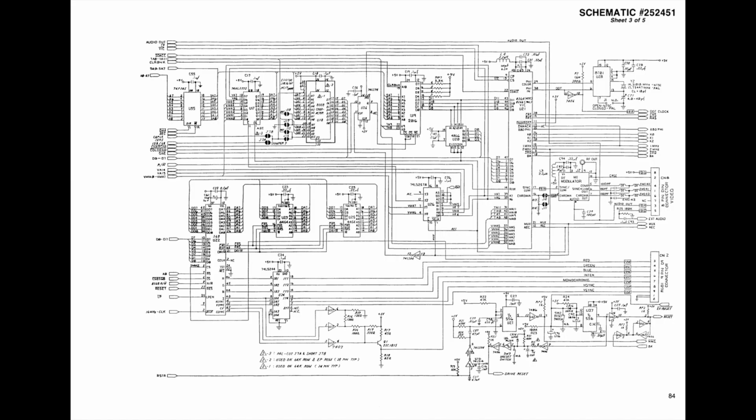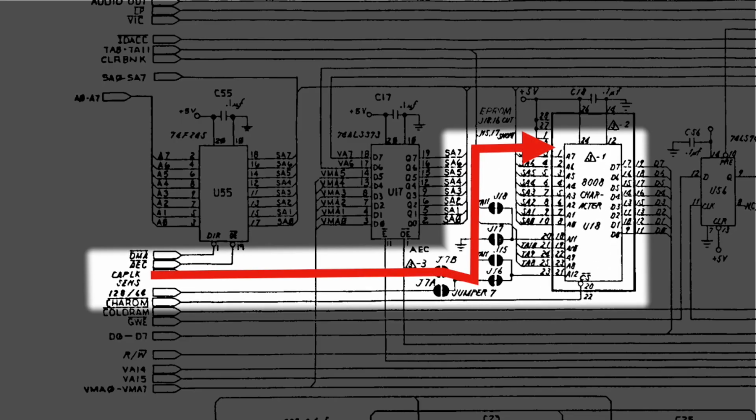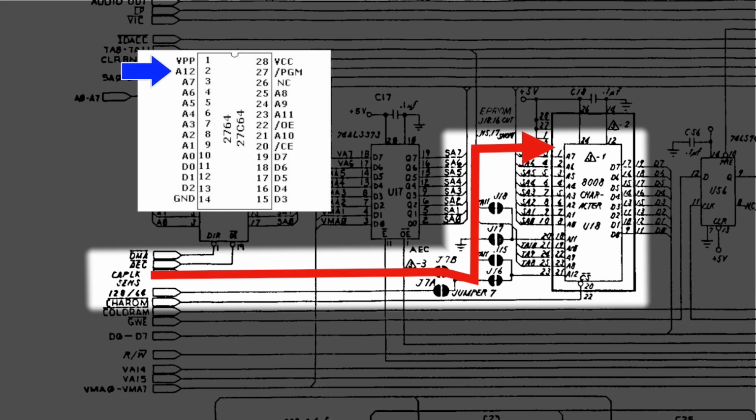Okay, so this didn't seem quite right, and I had some people comment saying that I needed to adjust some jumpers on the motherboard to complete the modification. Looking at the 128 service manual, the circuit diagram showing the character ROM for the DCR is shown on page 84. If we zoom in, we can see the line from the caps lock key comes in, passes through jumper 7, and then feeds on to a couple of places, including pin 2 of the character ROM. Pin 2 is the address line A12, which selects between the bottom and top 4K on an 8K ROM.